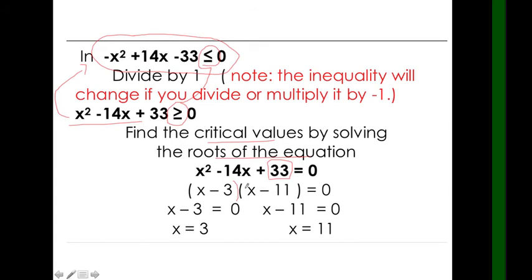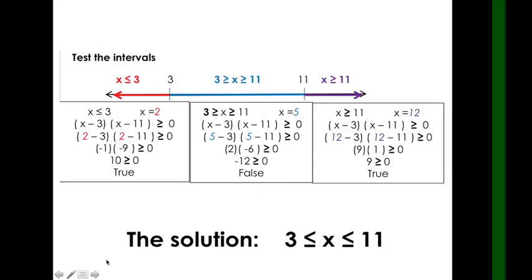So x times x is x squared, negative 3 times negative 11 is positive 33, and negative 3 plus negative 11 is negative 14x. So we have these two roots. So we have x equals 3 and x equals 11. Okay, now let's check using inequality.